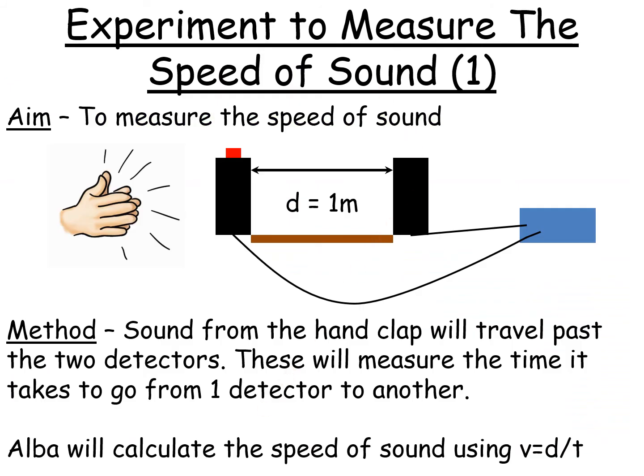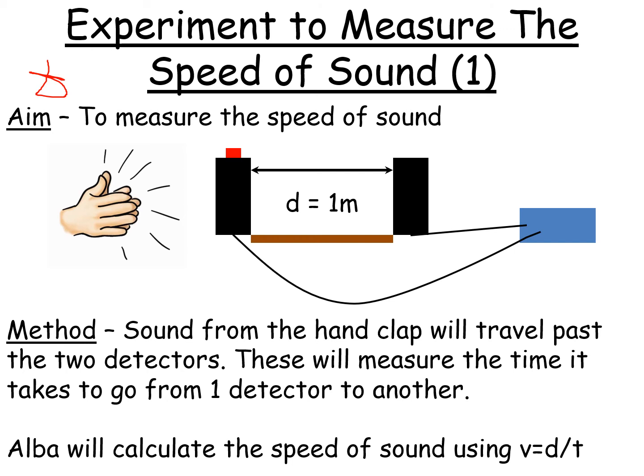I would like you to copy this wee bit here so you've got a wee record of the experiment. To measure the speed of sound, we've got two microphone speakers, and these are connected to Alba, and they're separated by a distance of 1 meter. All we do is clap our hands, and the sound of the clap will travel from one speaker to the other. When it hits the first speaker, it will tell Alba to start timing. When it hits the second speaker, it will tell Alba to stop timing.